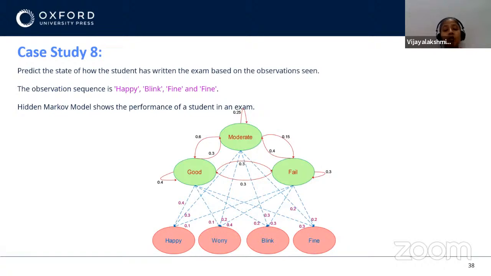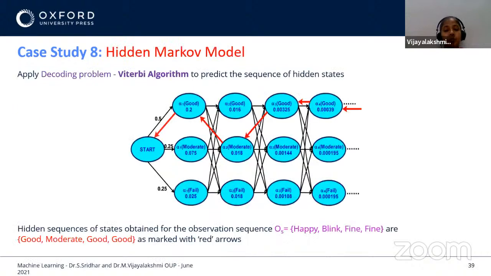So based on the observation sequence, if you want to find out the hidden fact, then you can go for a probabilistic graphical model. The popular graphical model is the hidden Markov model. In the hidden Markov model, you can work with three kinds of problems: decoding problem, evaluation problem, and then learning problem. Sir, can you please show the next slide.